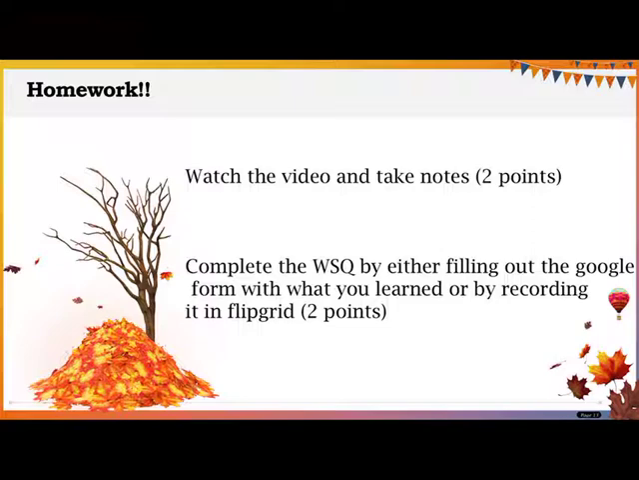Okay, tonight we are going to watch the video and take notes. So that's 2 points. So you've already watched the video if you're here. Then we're going to complete the WSQ by either filling out the Google form with what you learned or by recording it in Flipgrid. So you may use the Flipgrid if you don't feel like writing it out. Make sure you write it out well.